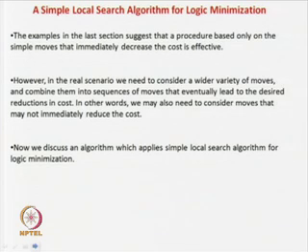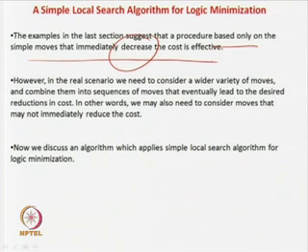Okay. So, in the examples in the last section, last class, we suggested a procedure based only on simple moves where an immediate cost decrease is effective. That is, we removed some literals or imported or exported something, and wherever the cost decreased, we kept it and kept on repeating.